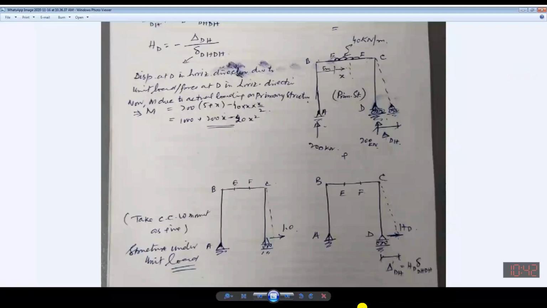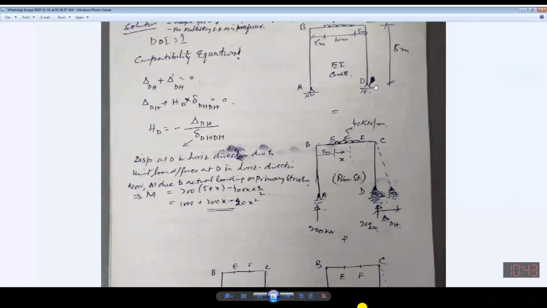So now this is the primary structure. What are the characteristics of the primary structure? Characteristics are two in number. It should be determinate and it should be stable. Now this deformation has been shown just for our analysis purpose. Otherwise, in the real structure, there is no deformation or displacement.